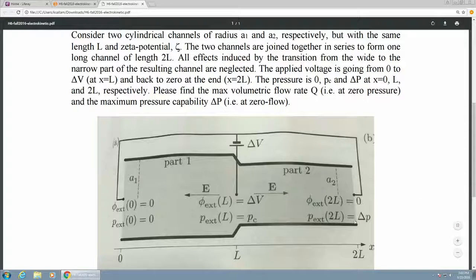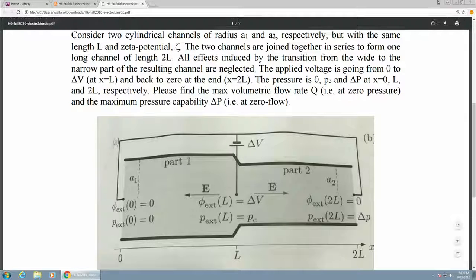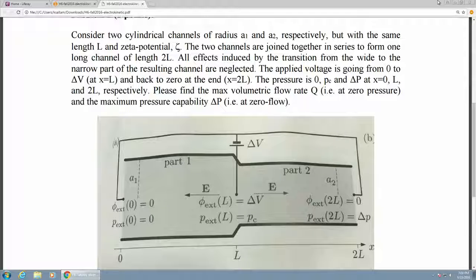So this Q is a function of that delta P. That's what we are after. We want this Q as a function of delta P. So then you put delta P 0, you get the Q maximum. You put Q 0, you get delta P max. All right? So let's see how we get those relationships.